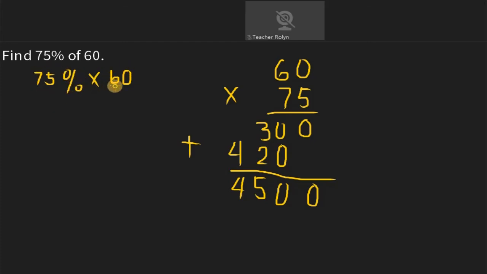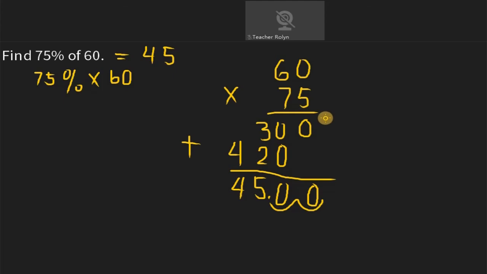That means our answer is not more than 60. Alright? So we need to move 2 decimal places to the left kasi we have 0.75. So we have 1, 2. That means 75% of 60 is equal to 45.